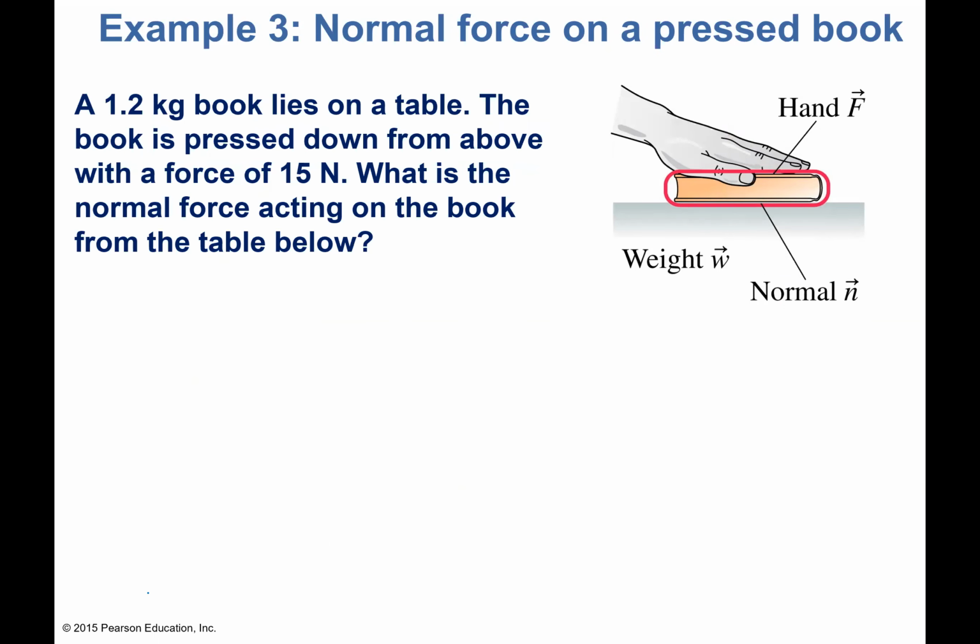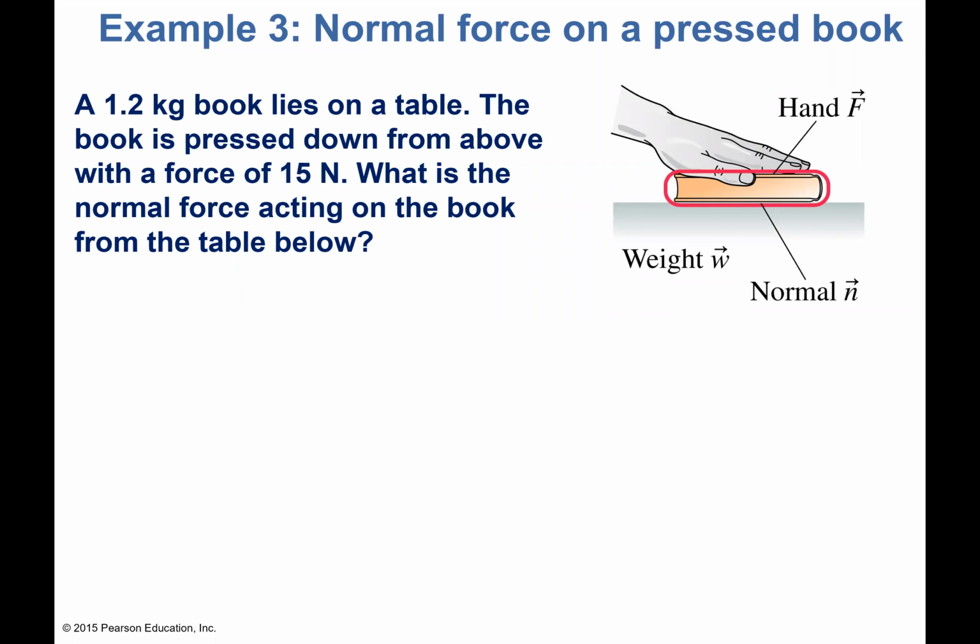All right, so basically now we have just a bunch of examples that we can see in terms of what happens. A 1.2 kilogram book lies on a table. The book is pressed down from above with a force of 15 newtons. What is the normal force acting on the book from the table below? That means, what is the magnitude of the normal force?